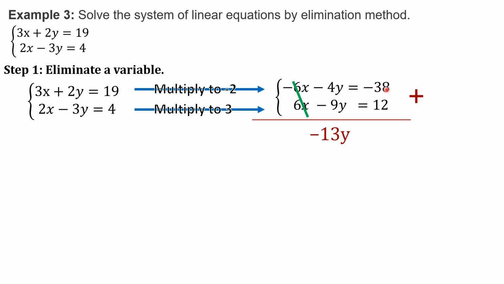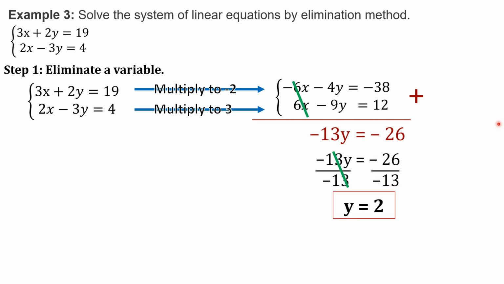And negative 38 plus 12, just subtract them, copy the sign of the larger number, we'll get negative 26. So since we have eliminated the variable x, we are now solving for y. So we have to cancel this negative 13. To cancel, just divide both sides by negative 13. Then negative 26 divided by negative 13, they are both negative, so you may cancel the negative sign. It will give us a positive 2. So y is equal to positive 2.